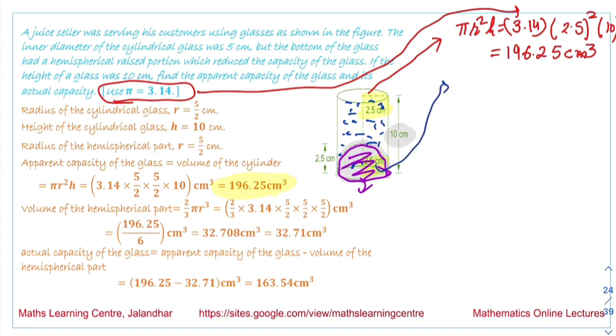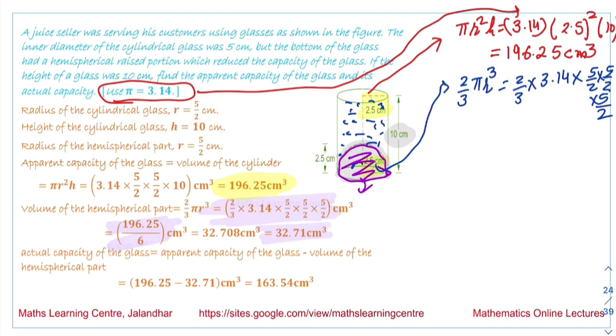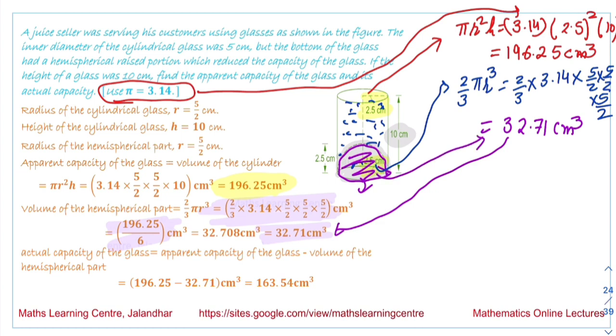The volume reduced by this hemispherical portion is 2 by 3 pi r cube. The answer comes out to be 2 by 3 into 3.14 into 5 by 2 into 5 by 2 into 5 by 2. These calculations are shown over here, and on multiplying these values, the answer we will get is 32.71 centimeter cube. We are saying this is the volume of this spherical portion. So how much fluid will be there?